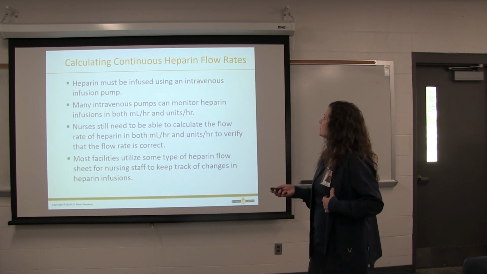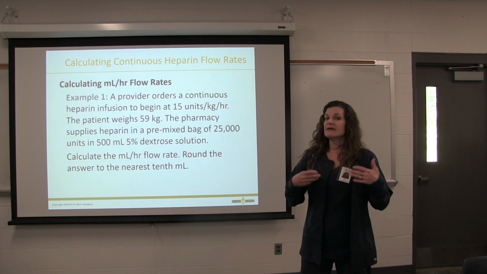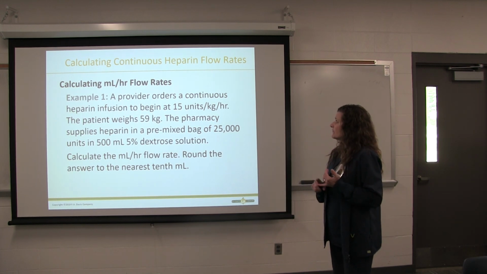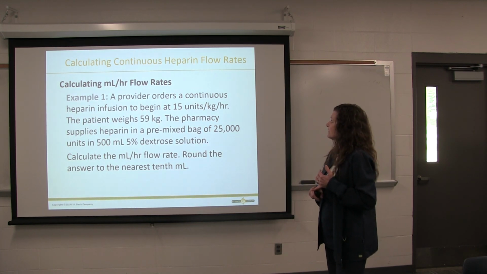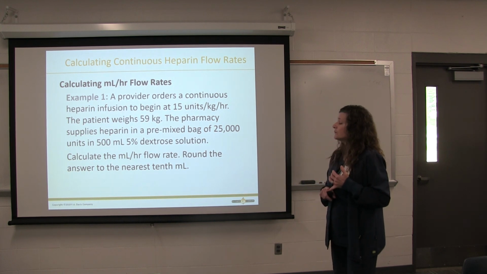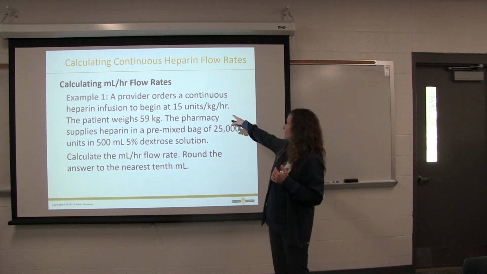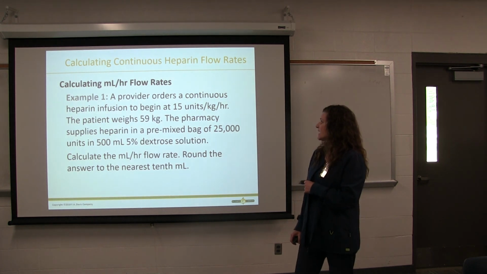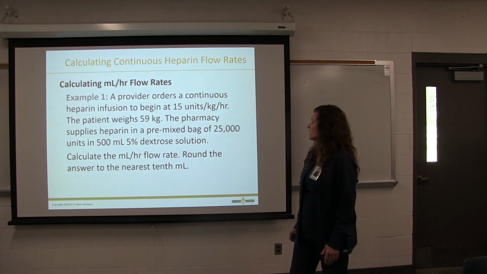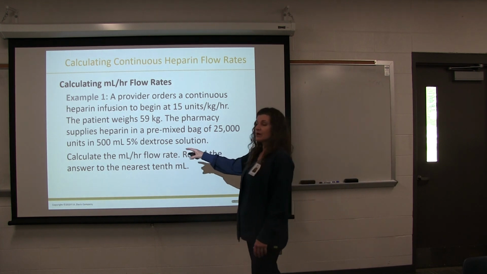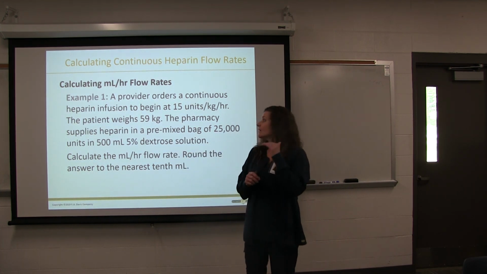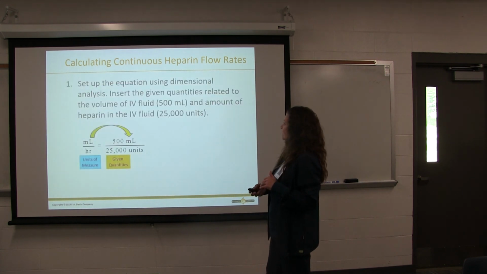Okay, so let's look at our problem. Doing a continuous flow rate. Provider orders continuous heparin to begin at 15 units per kilogram per hour. Good sign, you have to have that weight. Patient's weight is given. Pharmacy supplies heparin in a premixed bag. Calculate the milliliter per hour flow rate. So again, we're looking for milliliters per hour, okay?